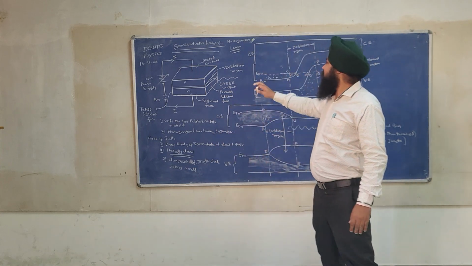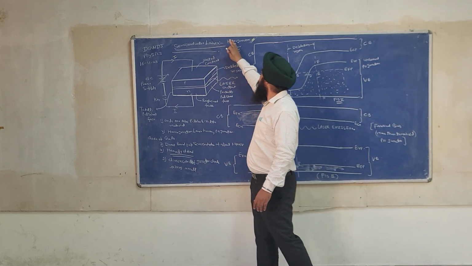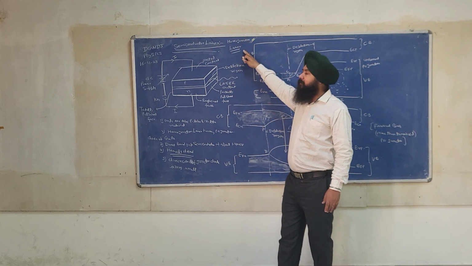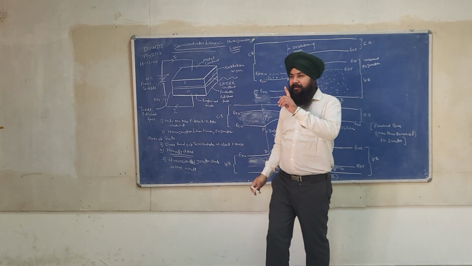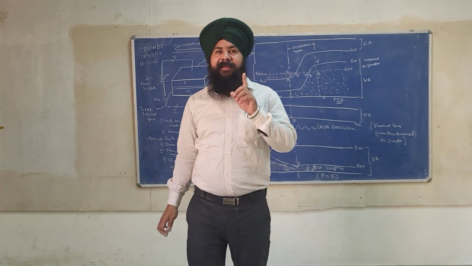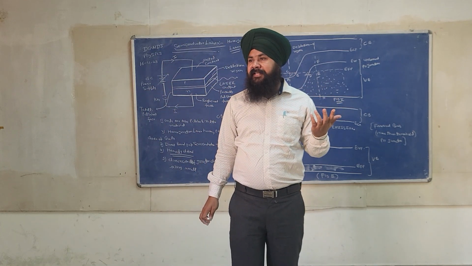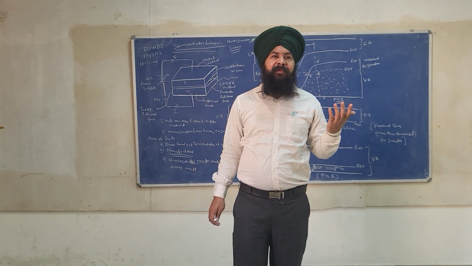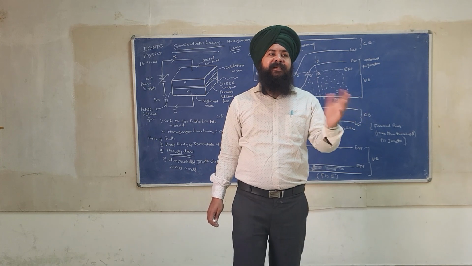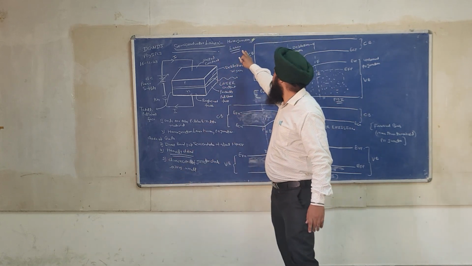Now see, this is the semiconductor laser. It is also called a homojunction laser. Homo means one or same. There are two words: one is homo, and another is hetero. Homo means same, hetero means different. So this is a homojunction laser.